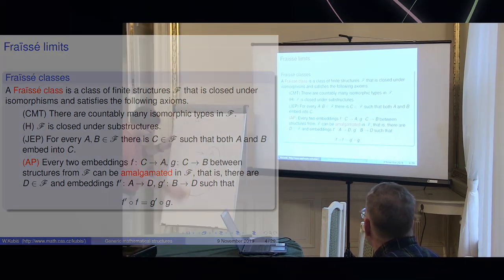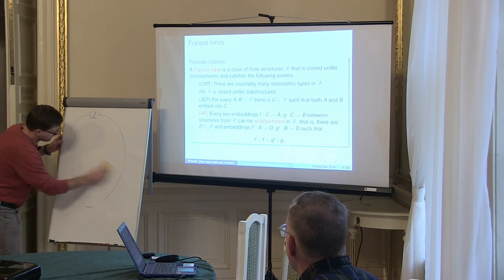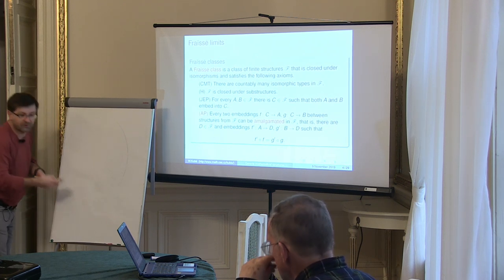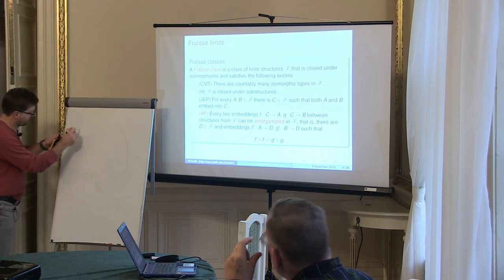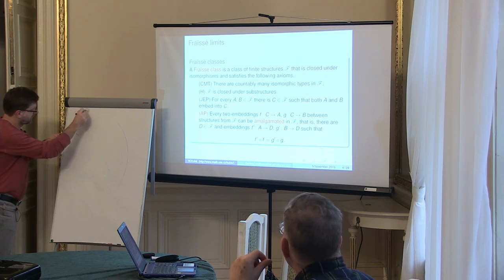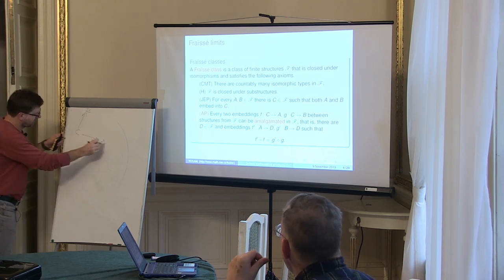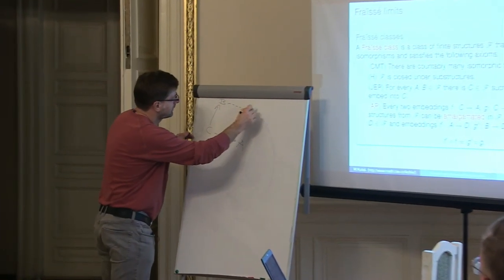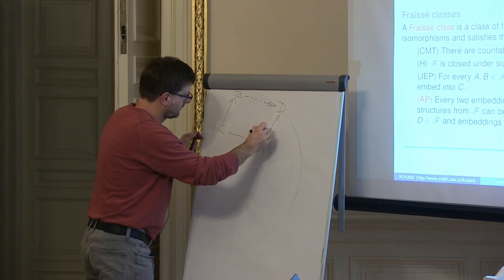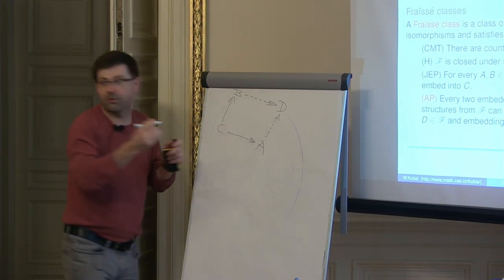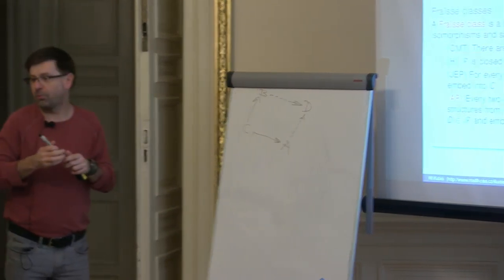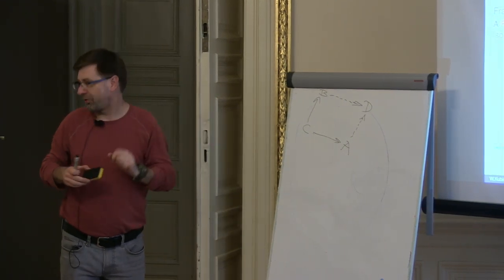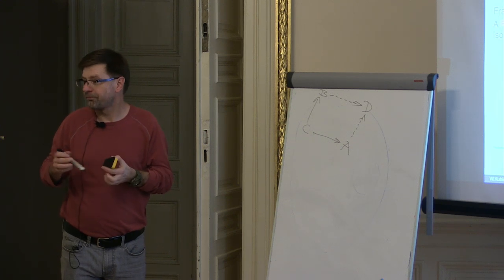So as you see, this is purely category theoretic. Yeah? And so a diagram is rather obvious. You have C, let's say B and A. And this is what it says, yeah? Category theorists would immediately see push-outs here, yes? But I do not assume that it is a push-out, just any amalgamation, yeah?